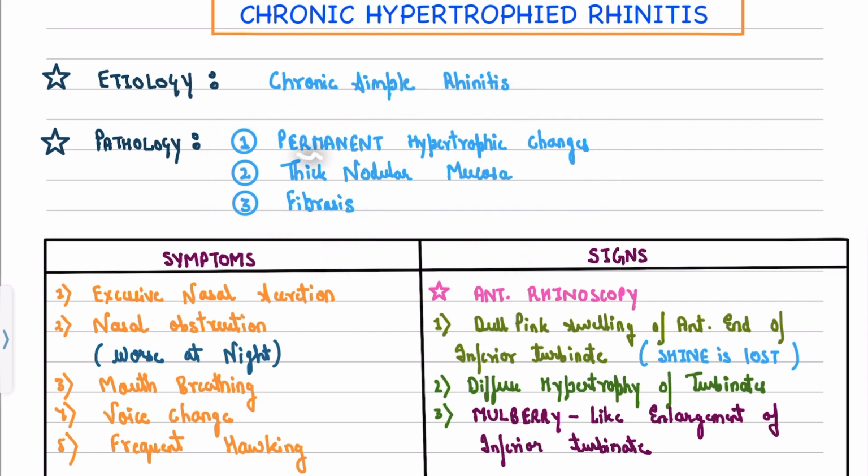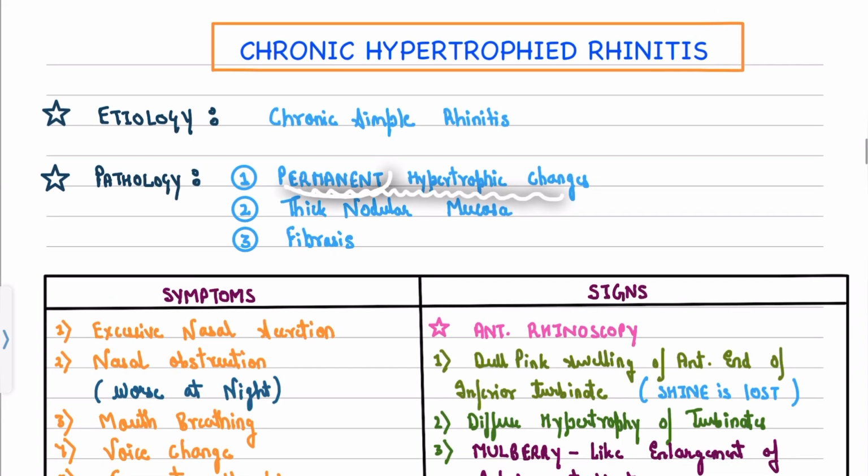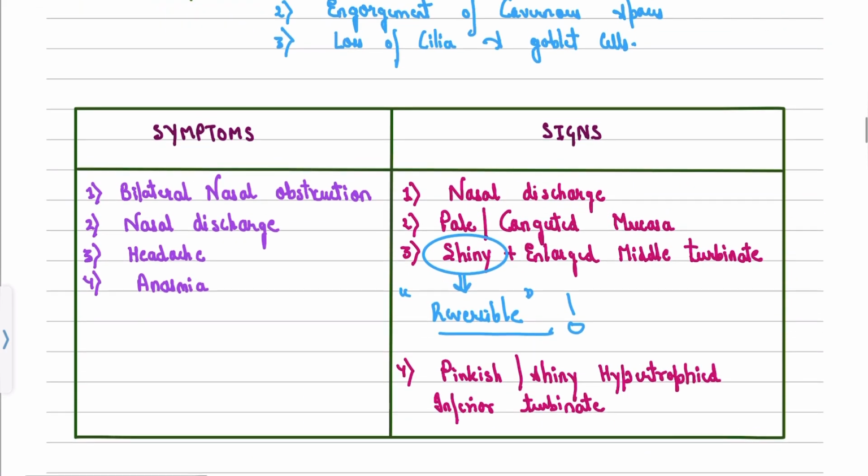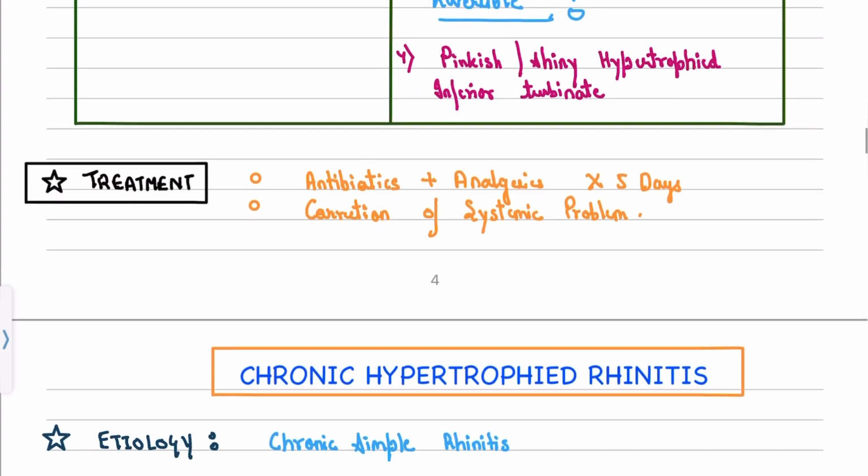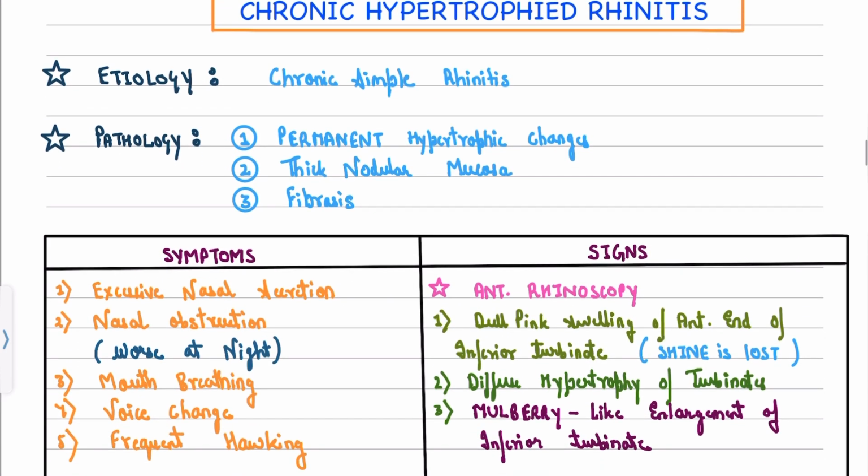First, we are going to have permanent hypertrophic changes. See, I'm saying that in chronic hypertrophic rhinitis, there are permanent hypertrophic changes, but we see hypertrophy in simple rhinitis as well, but it is reversible in nature. We say this is reversible because the mucosa is still shiny. Then we are going to see thick nodular mucosa, which is not shiny anymore. Then we will see excessive fibrosis in the nasal cavity.